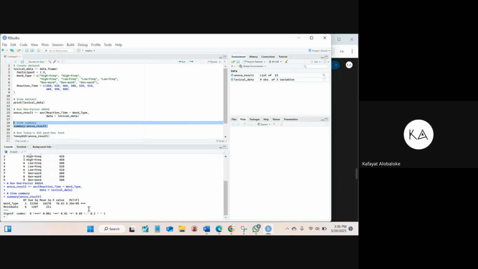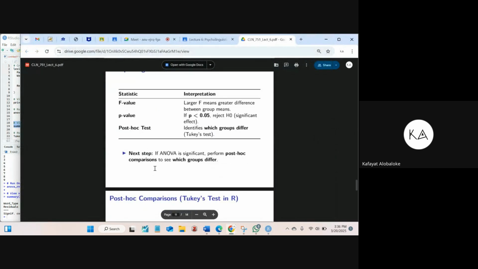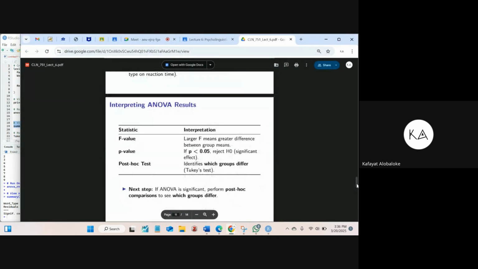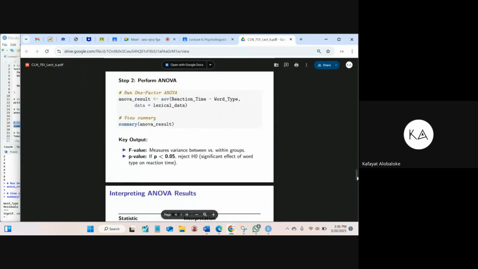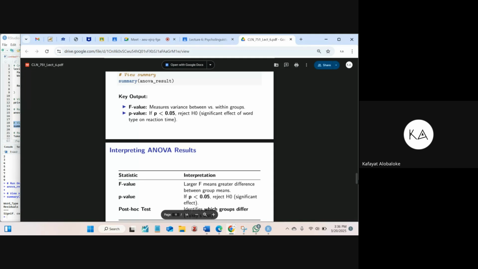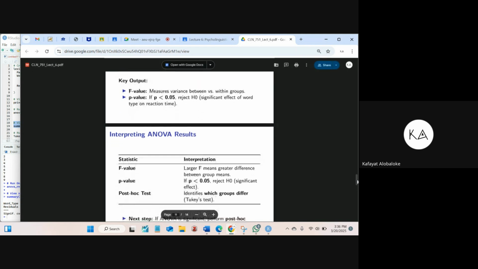So in this summary, you can see we have different values and all of that. But what are we interested in specifically? That is when interpreting the ANOVA results comes in. But before then, we should know that the F value, as mentioned above, measures the variance between the groups versus within the groups. Meanwhile, the p-value helps us to determine whether to reject or fail to reject the null hypothesis.